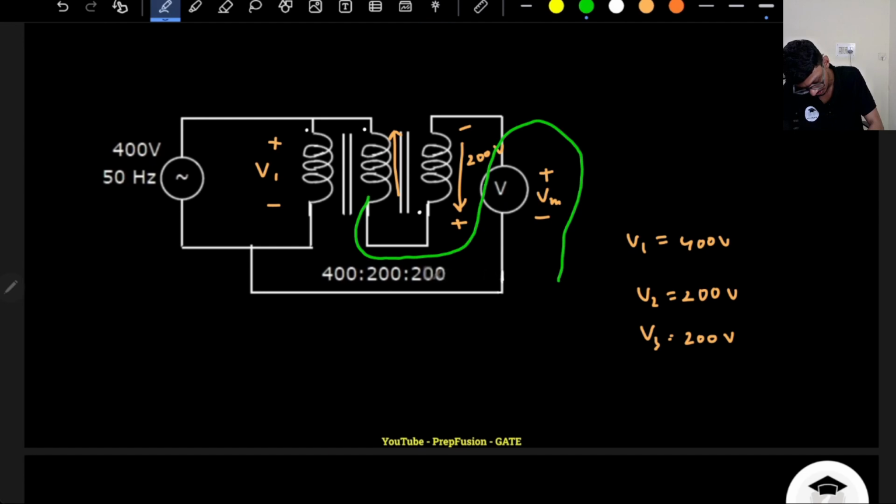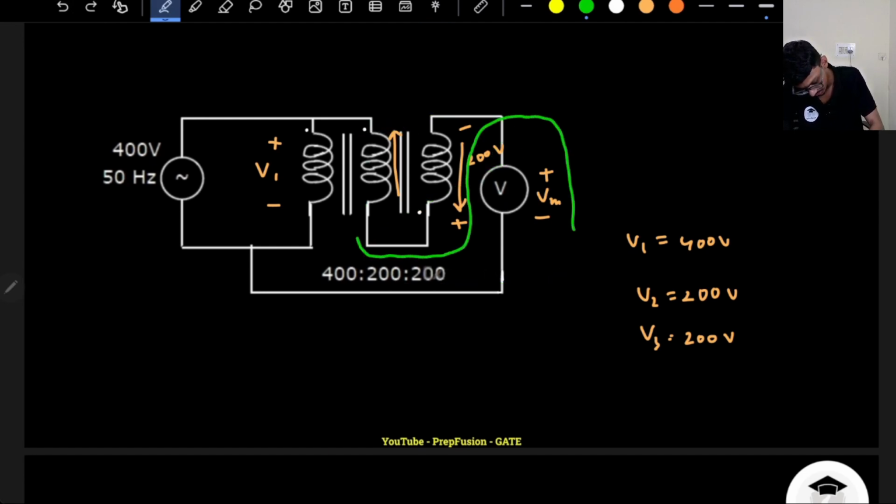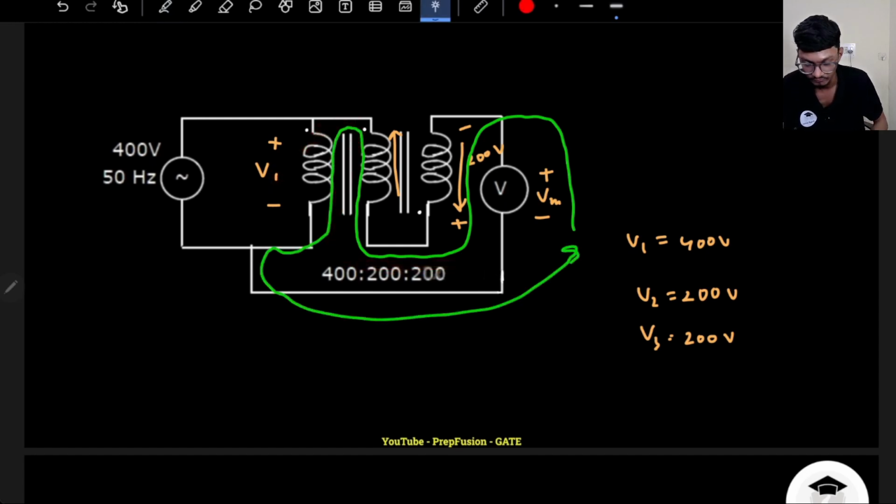I have to go here, go along this winding. I will start from here, go along this wire, along this wire, along this wire, along this. Now I finish the loop. So I have to go along the wire, right? For KVL, I have to follow a loop, follow the electrical loop.